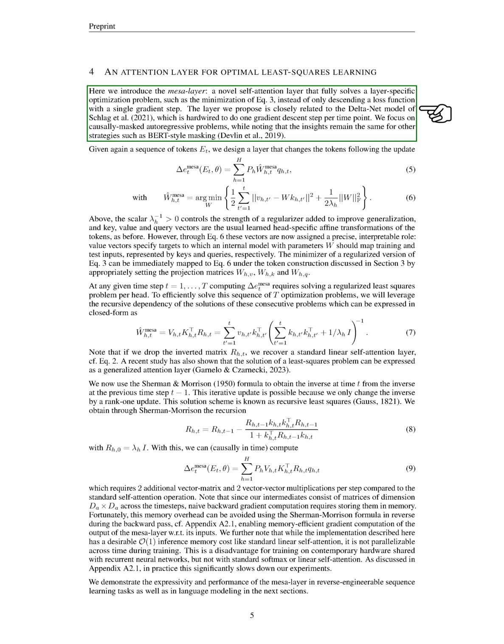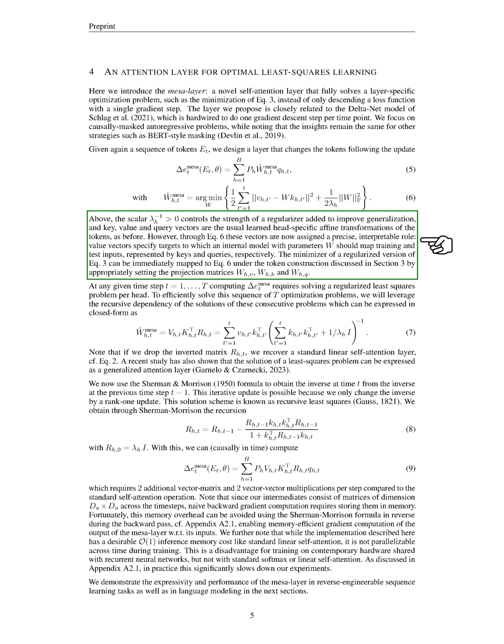This layer is closely related to the DeltaNet model, which is hardwired to do one gradient descent step per time point. We focus on causally masked autoregressive problems, while noting that the insights remain the same for other strategies such as BERT-style masking. Given a sequence of tokens, we design a layer that changes the tokens following an update. This update is the sum of the product of a projection matrix, a mesa-optimizer weight, and a query vector for each head.